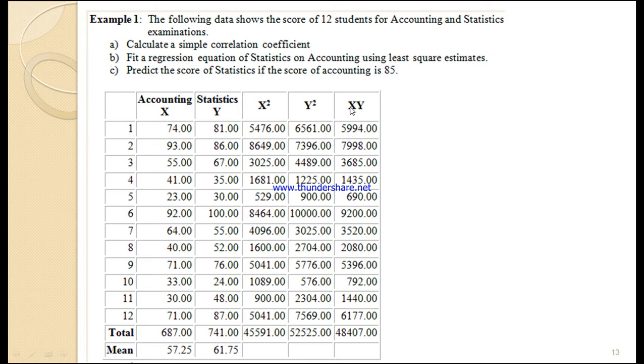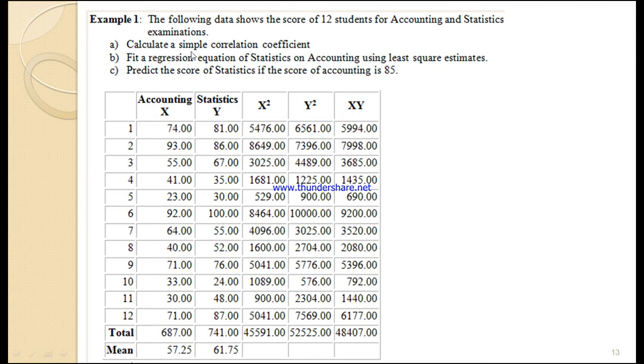When we compute the product of x times y, we obtain the results that are present this way, which means for the first student, x is 74 and y is 81. Therefore, 74 times 81 is about 5,994. We do it this way for the rest of the students, and we get these results. The total of this column, or the sum of xy, will be about 48,407.